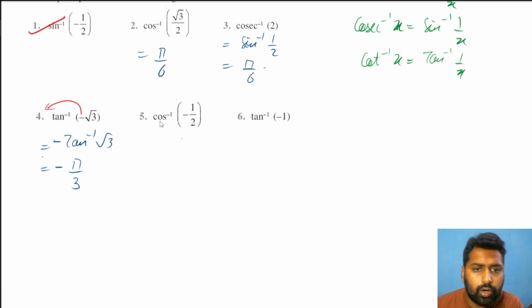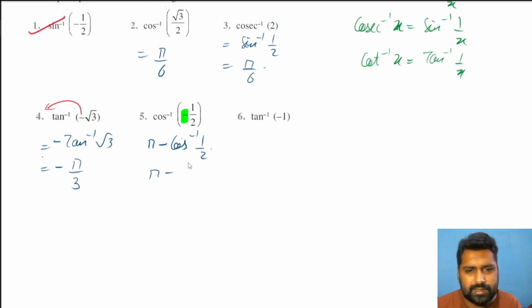Next, cos inverse, sorry. So for cos inverse of negative, what do we have to do? We have to do pi minus cos inverse of 1 by 2. So pi minus, I think we just did this, na? Cos is 1 by 2 when cos 30, no, cos 60. So pi by 3, so that is 2 pi by 3.